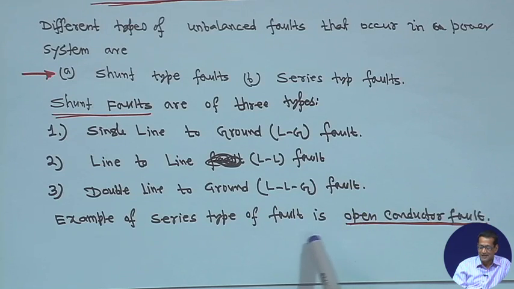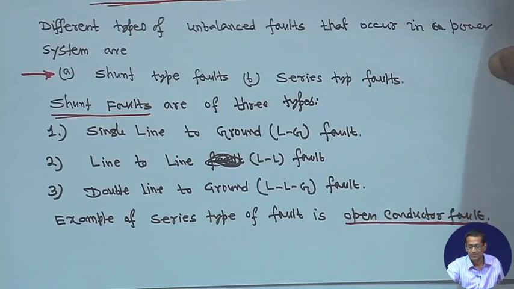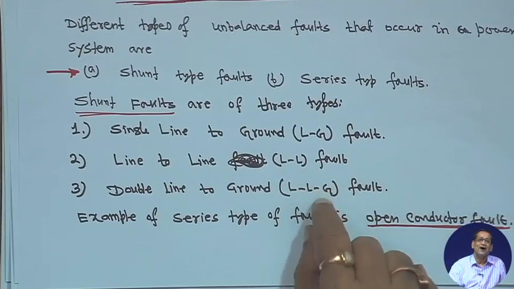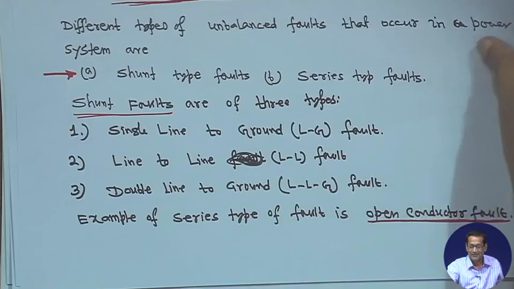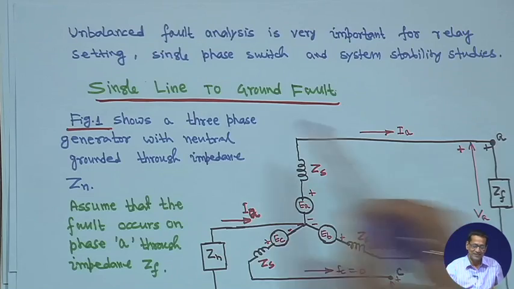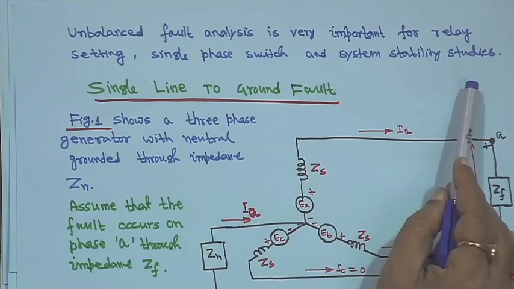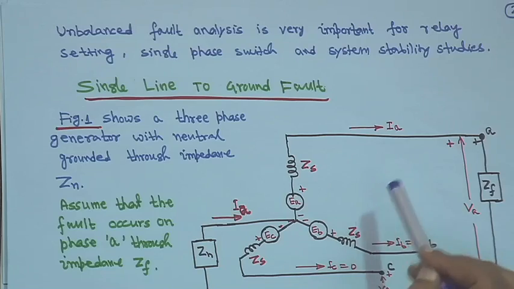An example of a series type of fault is the open conductor fault. Suppose suddenly a conductor has opened, right. This is very rare, but one conductor open or two conductor open fault we will see, and we will try to analyze it using symmetrical components. So, unbalanced fault analysis is actually very important, because the occurrence of these faults is very frequent. In that case, unbalanced fault analysis is basically important for relay setting, single phase switching and system stability studies, because these are very common faults.